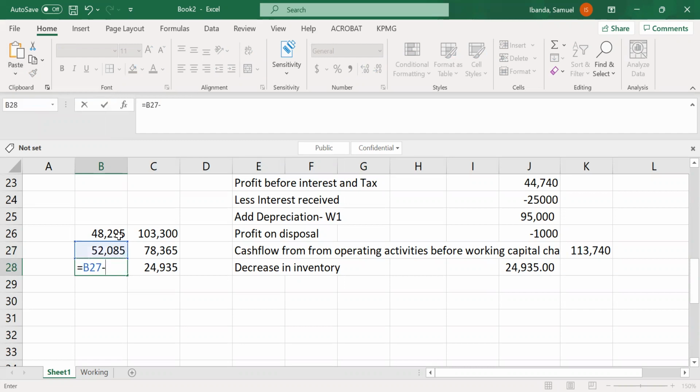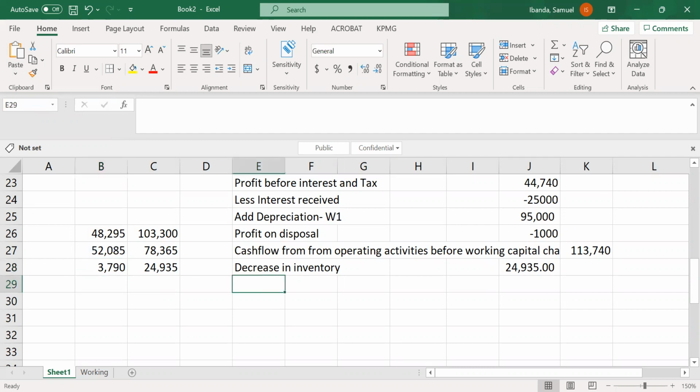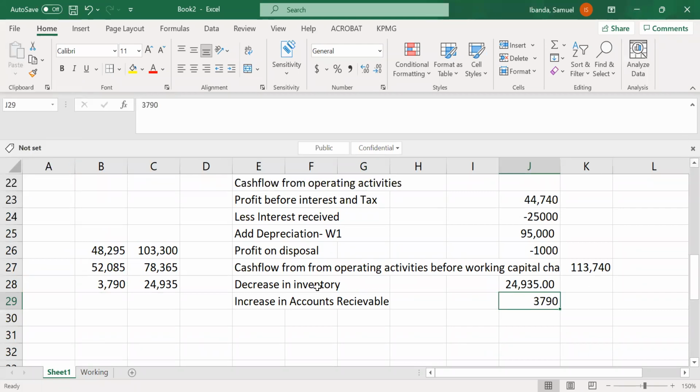So you get the difference between this and this. This is 3790. So the 3790 is a cash outflow. I'll say increase in accounts receivable, and put the 3790 right here. That's what I'm going to basically do. So the 3790, what I'm also going to look at is another item of working capital.